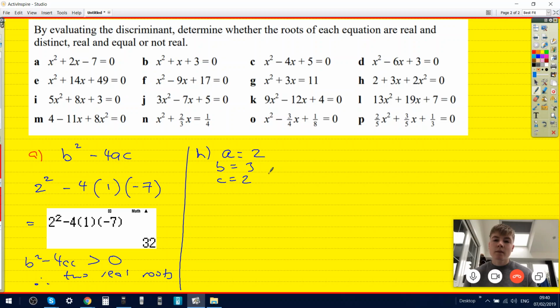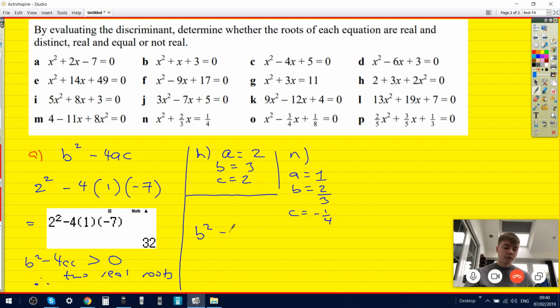What about N? Squared plus 2/3 x equals 1/4. A would be 1. B would be 2/3, and C would be minus 1/4. Well done. Okay, try that one.